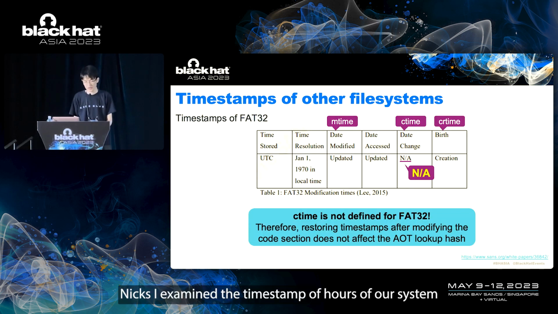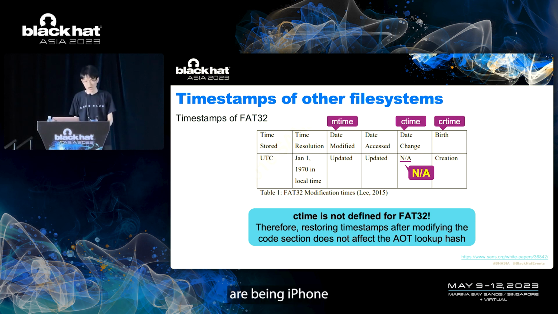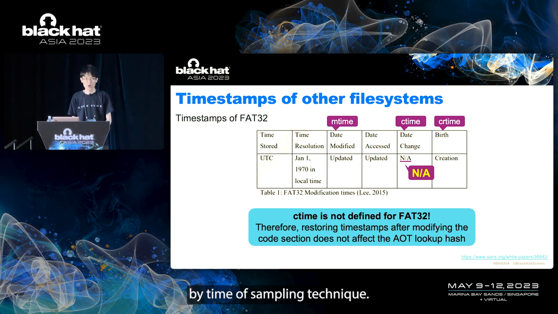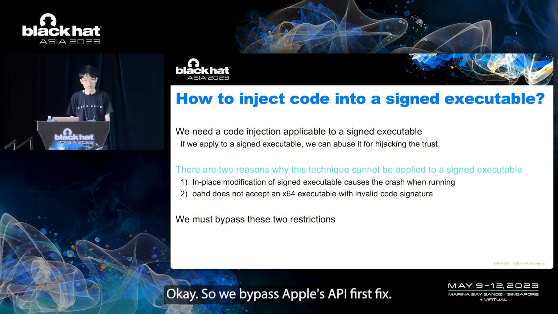Next, I examined the timestamps of other file systems. While reviewing, I found an interesting feature of FAT32. FAT32 does not have ctime. So restoring timestamps after modifying the code section does not affect the AOT lookup hash. So we can easily cause a hash collision of the AOT lookup hash by the time stomping technique on the FAT32 file system. Okay, so we bypass Apple's APFS fix.